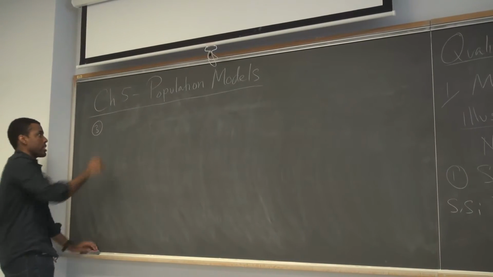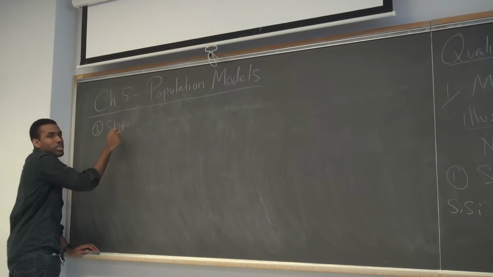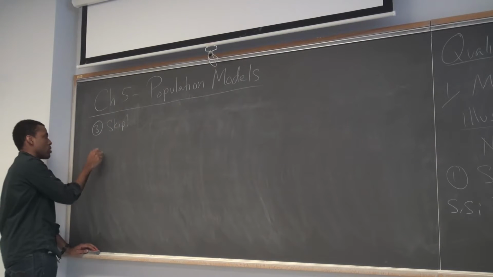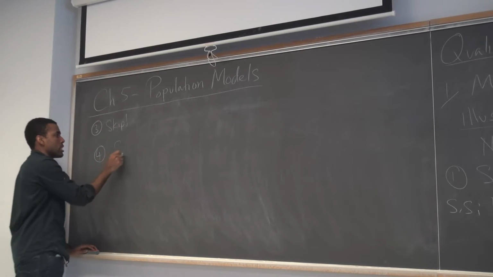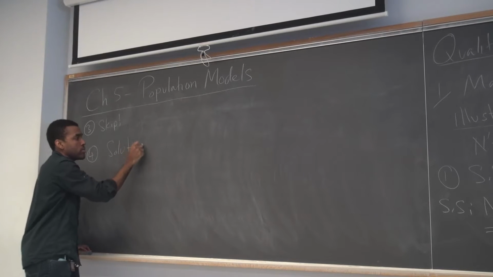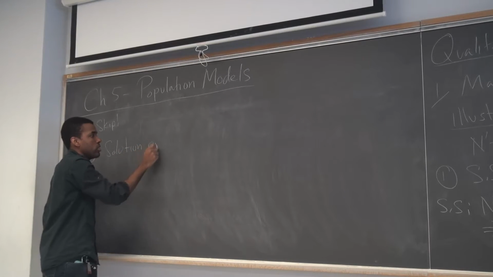Third step is where we figure out concavity. Like I said, we usually skip this. It's sort of intuitive how we'll do it. The fourth step is to get to that solution diagram, right? The actual graph that describes this population.